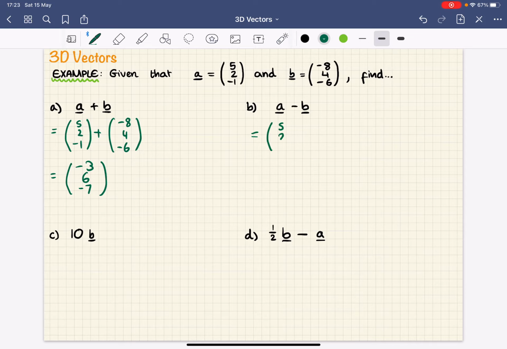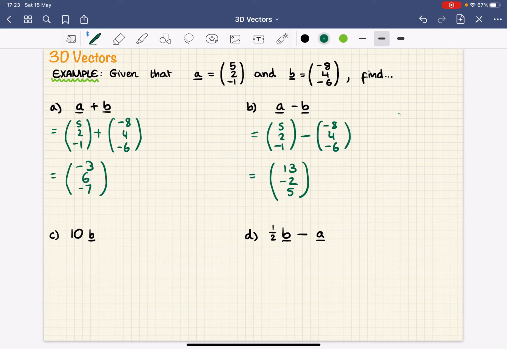It's going to be 5, 2, minus 1, and I want to take away my vector B, minus 8, 4, and minus 6. So reading along, I've got 5 take away minus 8, double negative there, so that's going to be a positive. So 5 plus 8 is going to be 13. Then I've got 2 take away 4, that's going to be minus 2. And lastly, I've got minus 1 take away minus 6, double negative there, so minus 1 plus 6 is going to give me 5.